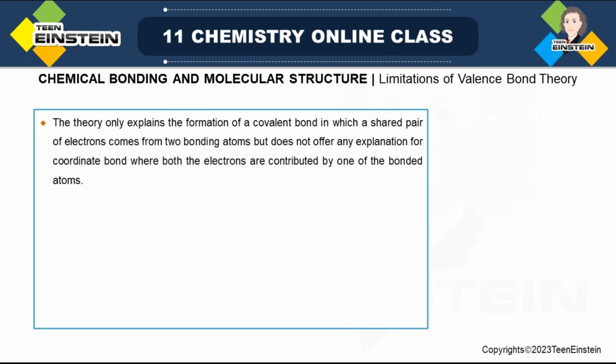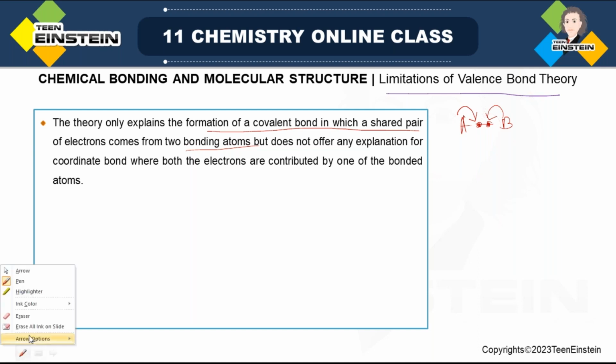Now, just like any other theory, here also you can find some limitations. The theory only explains the formation of covalent bonds in which the shared pair of electrons comes from 2 bonding atoms. That is, in A-B, this is the electron pair. One is coming from A, another one is coming from B.